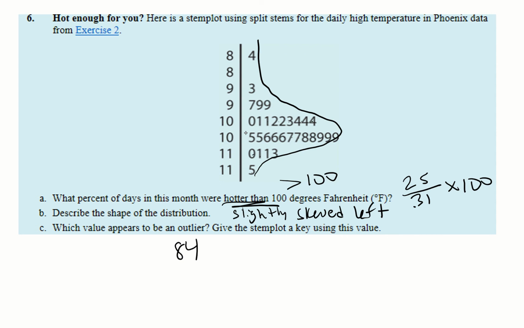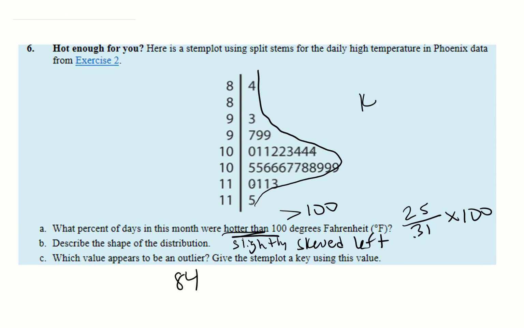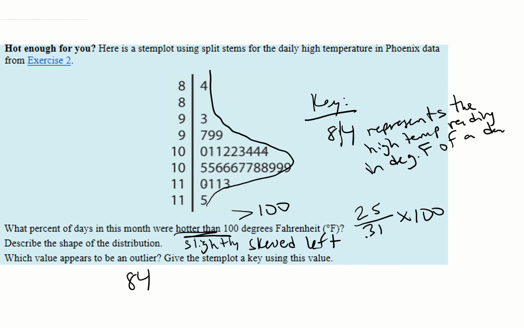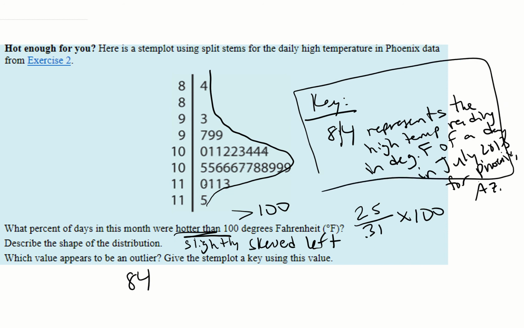Now, give the stem plot a key using this value. So if we were to use the key, 8|4 represents the high temperature reading in degrees Fahrenheit of a day in July of 2013 for Phoenix, Arizona. Okay, and that's our key.